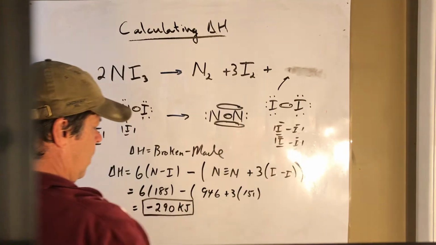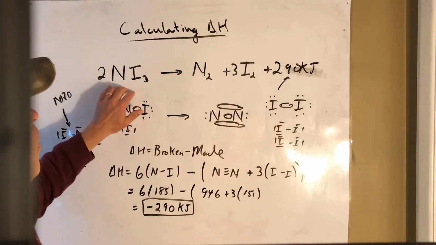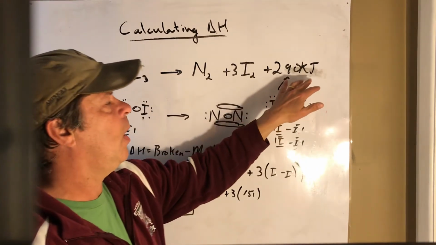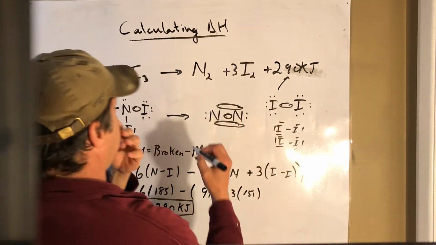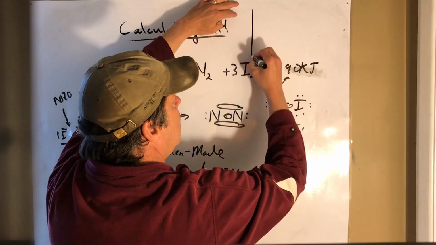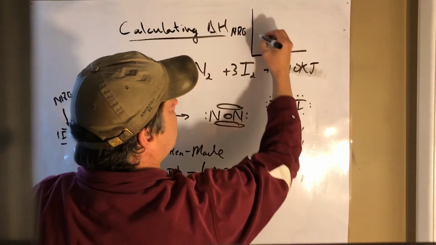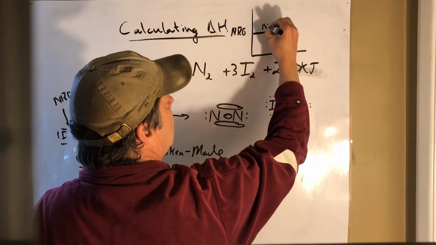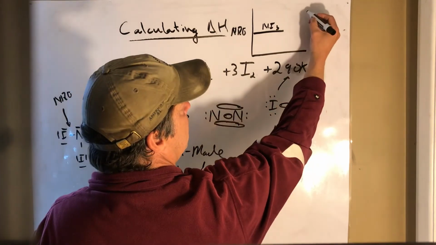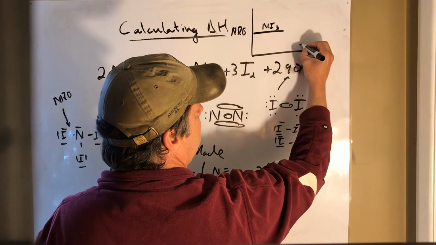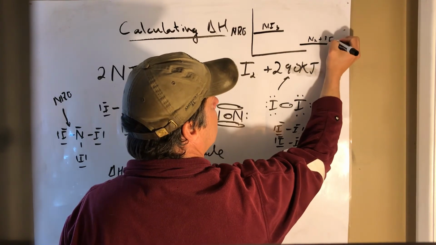So let me put this here. So we know now that for every 2 moles of nitrogen triiodide, we'll get 290 kilojoules of energy. If you look at, let me show you something up here in the corner. If you look at an energy profile diagram, if these are the reactants, if this is NI3, it has a certain energy. Where are the products going to be? Are they going to be up here or down here? Yeah, they're going to be down here. So these will be N2 plus the 3 I2.